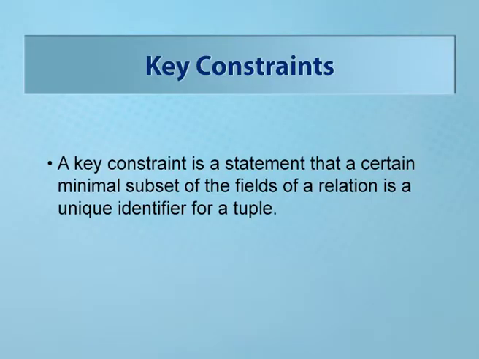Then comes the key constraints. A key constraint is a statement that a certain minimal set of the fields of a relation is a unique identifier for a tuple. A tuple is nothing but a row. In order to identify each and every row, there should be a certain minimal subset of the fields which can identify a row uniquely.